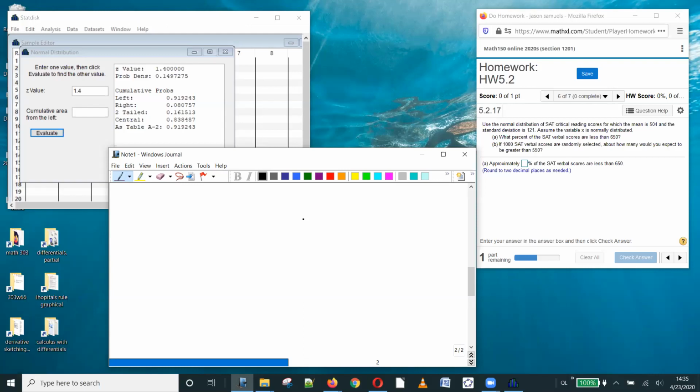So there's a normal distribution of SAT critical reading scores, and we know that the mean is 504 and the standard deviation is 121. So let's jot that down. We know normal distribution, the mean mu is 504, standard deviation sigma is 121.